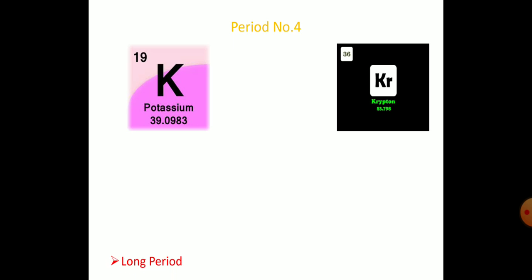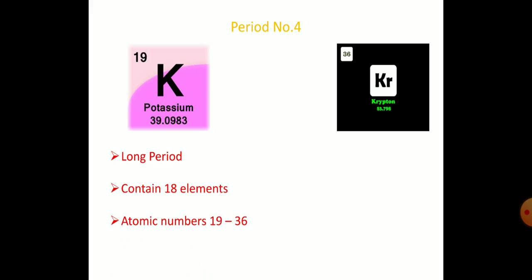Okay, and it is a long period. What is the nature of period number 4? It is a long period, and the number of elements of period number 4 is 18. It contains how many elements? It contains 18 elements. And here the atomic numbers are from 19 to 36. 19 is the atomic number of potassium, whereas 36 is the atomic number of krypton.